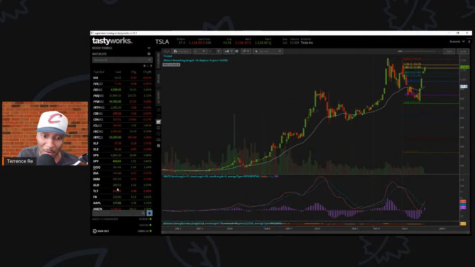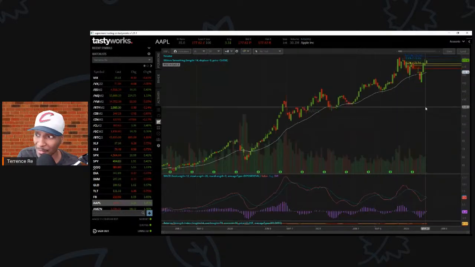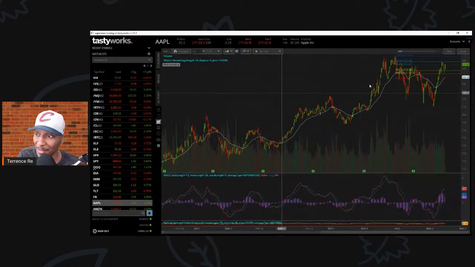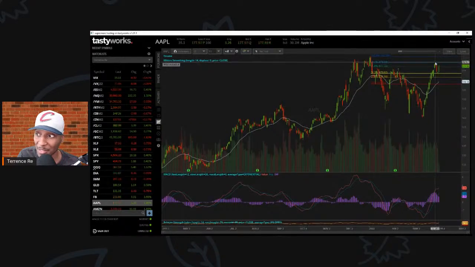So like I said, if Apple takes out that high, this is a weekly chart, I'm going to go back to the daily. If Apple takes out these highs, if Apple takes this high out, it's going to take out the all-time high. If it's going to reverse, it's going to do it right here with this double top. If it's going to reverse, same thing.